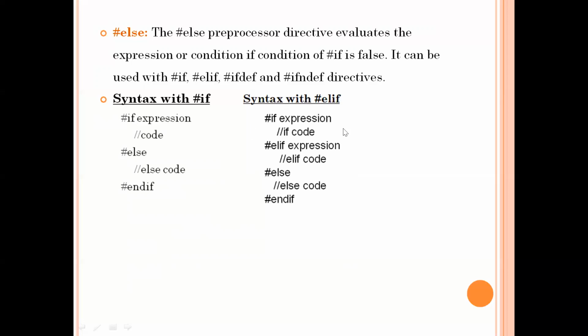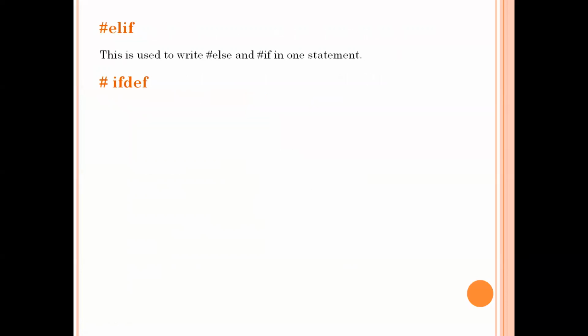So what we can understand from this syntax is, we can also use this #else directive along with #elif. And to close all these directives, we will use the #endif directive. So this is about the #else directive. Now see the next one, the #elif directive. This is used to write #else and #if in one statement. So this is just similar to the else if statement in the program, right?